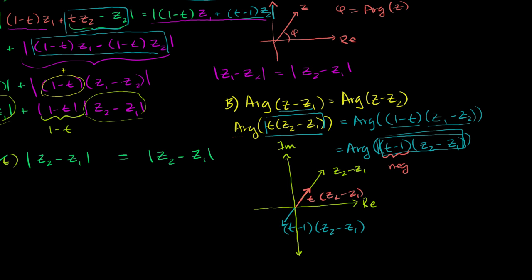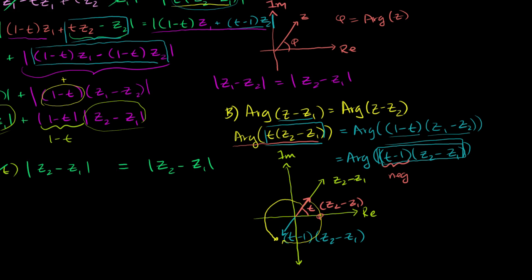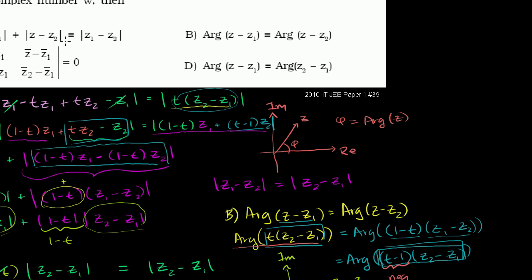So the argument for this thing right over here is going to be this angle. It's going to be phi right over here. But what's the argument for this thing? It's going to be that plus pi, or plus 180 degrees. We have to go all the way around. So they are not the same angle. Whatever number this is right over here, this number is going to be that plus pi, or even minus pi. You could even go that way. But they're definitely not going to be the same angle. So we can cross out choice B as an option.